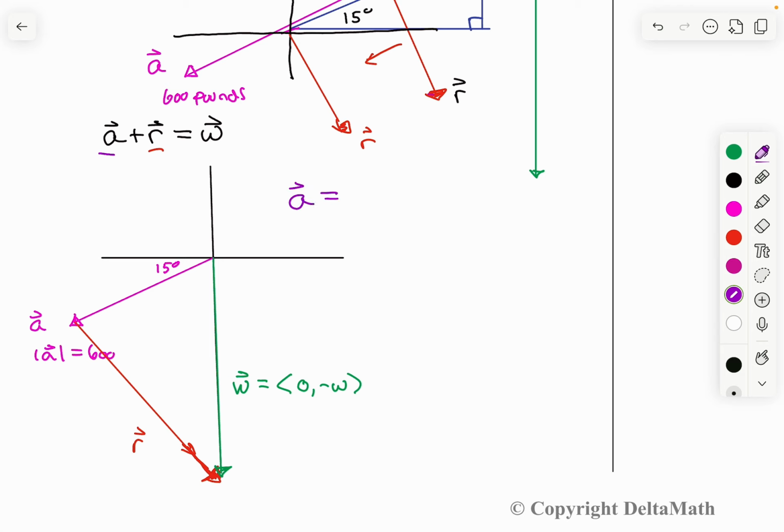So vector A has a magnitude of 600, and the direction angle is 180 plus 15 degrees, so it would be 600 cosine of 195 degrees, and then 600 sine 195 degrees. Vector R we can actually figure out. We can't figure out its magnitude, we don't know that, so I'll just leave that as its magnitude. But its direction angle we actually can figure out.